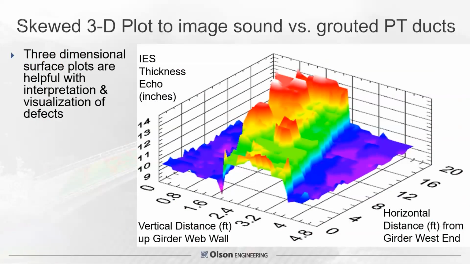This shows a view that can enhance the whole thing for you, where you see the normal concrete thickness around 10 inches in the blue. But jumping up, this is that top duct we just looked at. The thicker zones are readily apparent here. This type of 9 to 14 inch echo depth scale, 4.8 feet down the wall, 20 feet along the girder, shows very readily where the worst problems are in the severity in this type of skewed display.